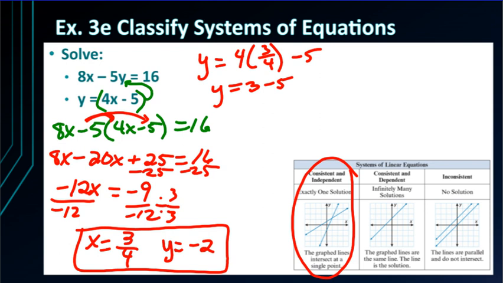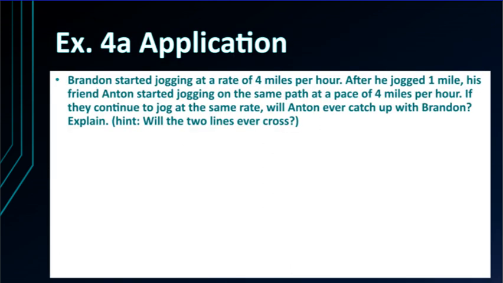And we have a couple application problems. Brandon started jogging at a rate of 4 miles per hour. After he jogged 1 mile, his friend Anton started jogging on the same path at a pace of 4 miles per hour. If they continue to jog at the same rate, will Anton ever catch up with Brandon? Explain. The hint, you need to determine, will the two lines ever cross? So let's write our two equations.